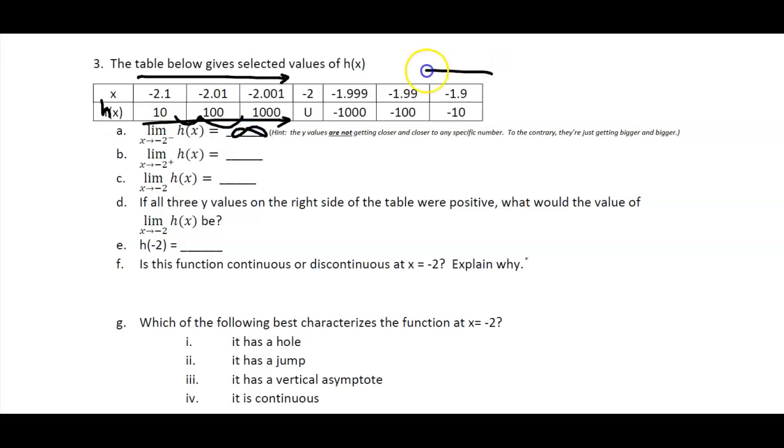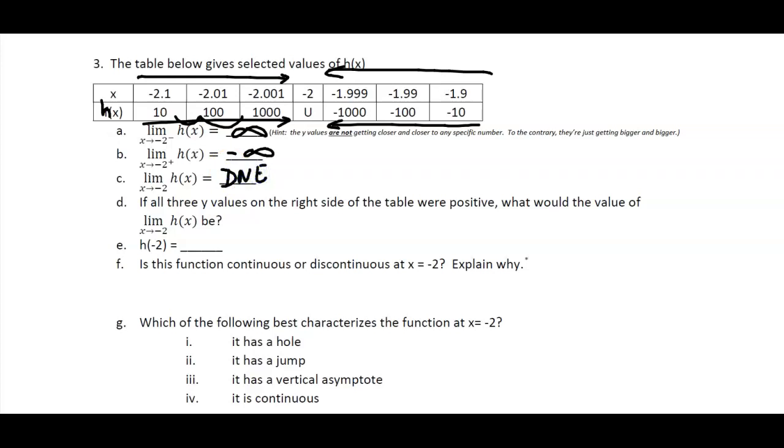Now the same thing is happening as we approach -2 from the right, only it's negative values, so they're becoming more and more negative. So in this case we have positive infinity and we have negative infinity from the right. So from the left it's positive infinity, from the right it's negative infinity. So what's the limit? It just doesn't exist.